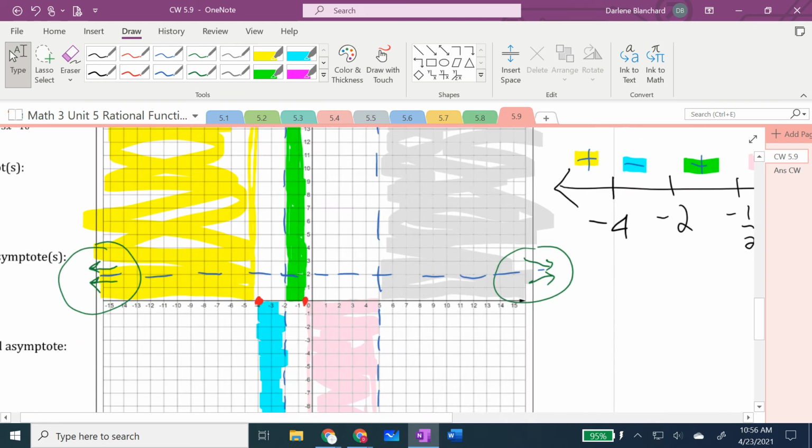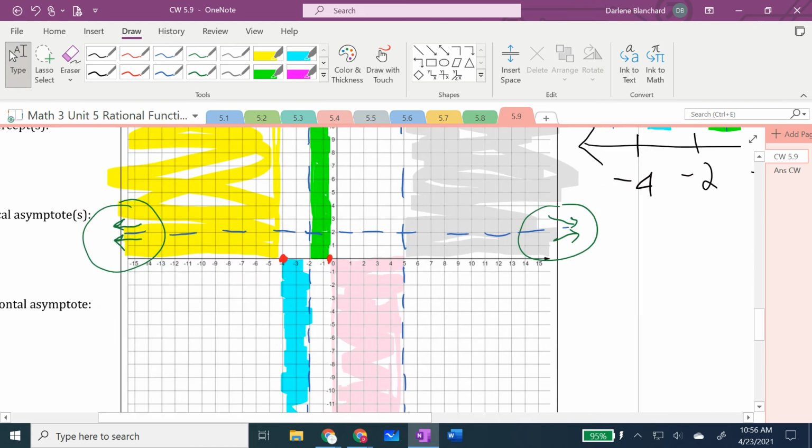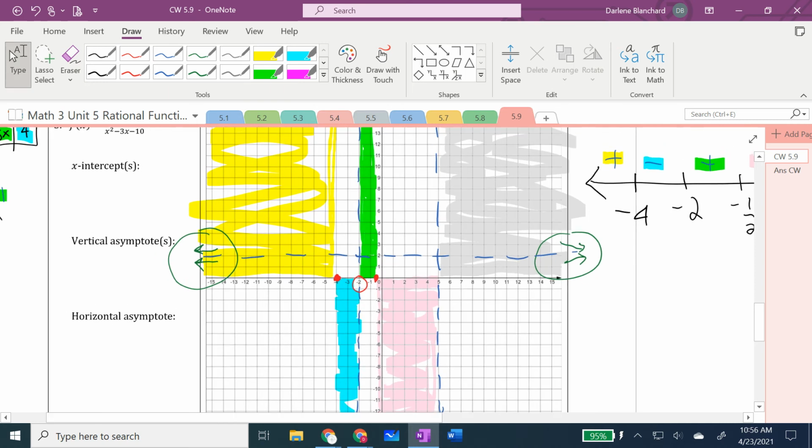Two vertical asymptotes. First, vertical asymptote of -2. It has a left side and a right side. On the left side, it's either going up or down. On the right side, it's either going up or down. And because of knowing where it's positive and negative, that's right there. Vertical asymptote at 5 has a left side and a right side. You know exactly what they're going to be based on what you have found.